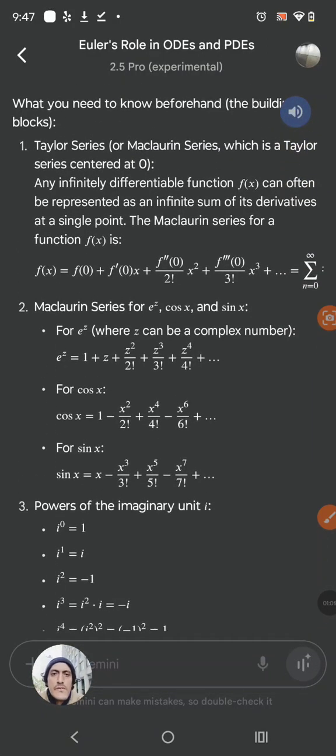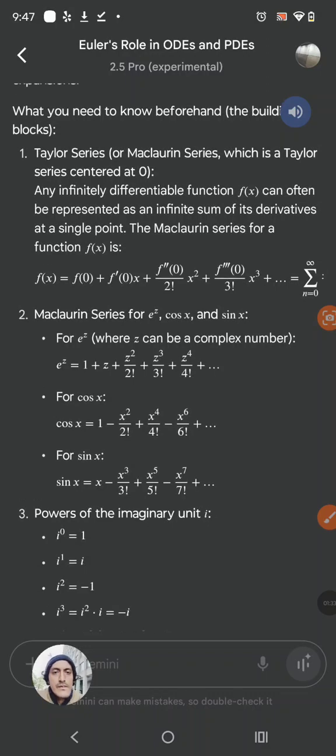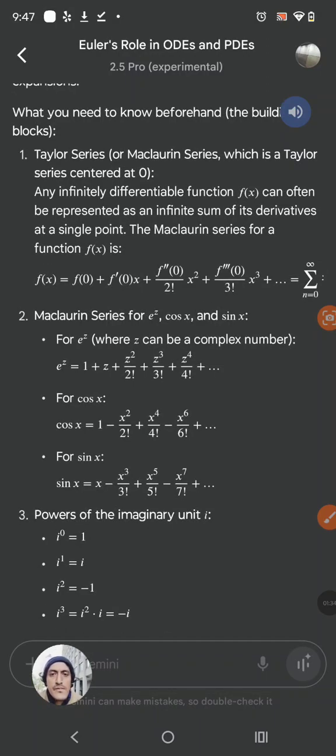So the Maclaurin series is basically a Taylor series centered at 0. It is given by f of x equals f of 0 plus f prime of 0, that is the first order differentiation, times x, plus f double prime of 0 divided by 2 factorial times x squared, that is the second order differentiation, plus f triple prime of 0 divided by 3 factorial times x cubed, plus dot dot dot. So basically that is the Maclaurin series.